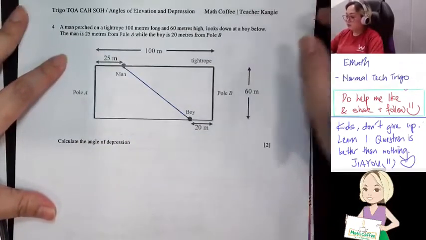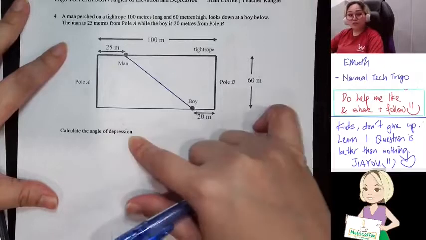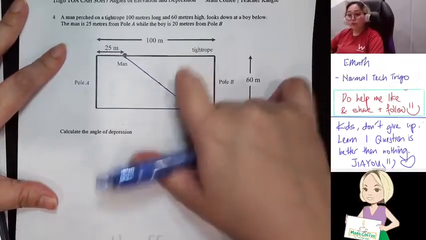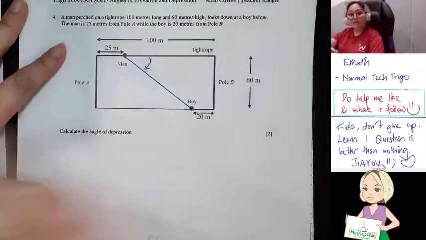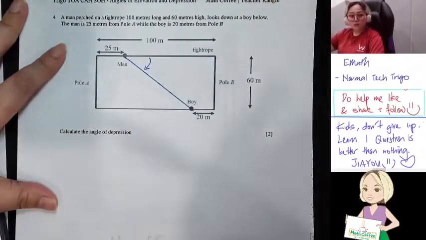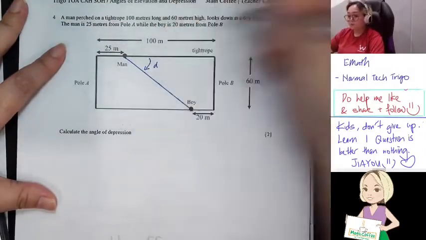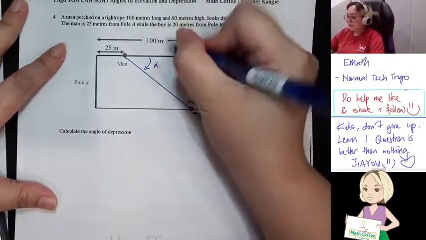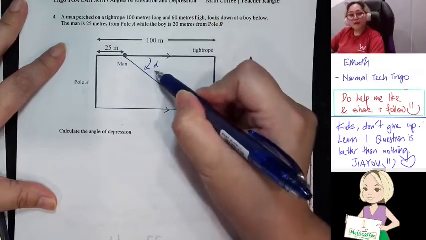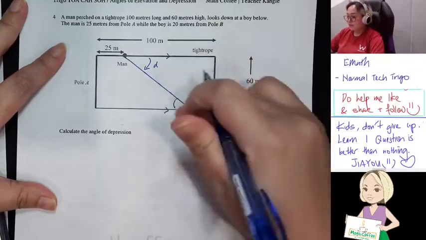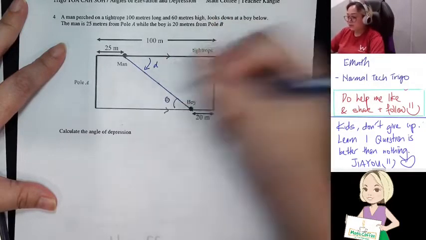They want to know what is the angle of depression. Angle of depression means looking downwards, correct? So it is this angle over here, from eye level looking straight downwards. So this is the angle of depression. Like I said, this and this are parallel. So when they ask me to find the angle of depression, it is the same as finding the angle here. So I shall label this as theta.